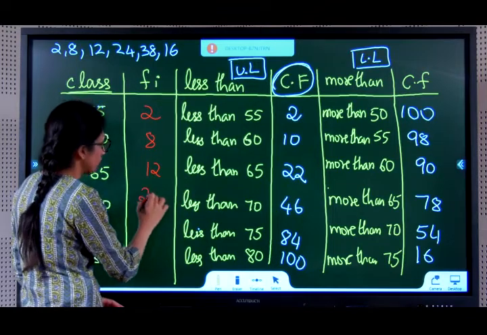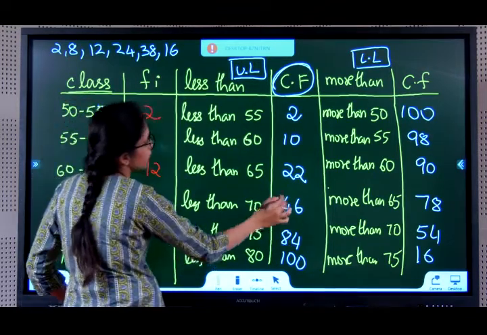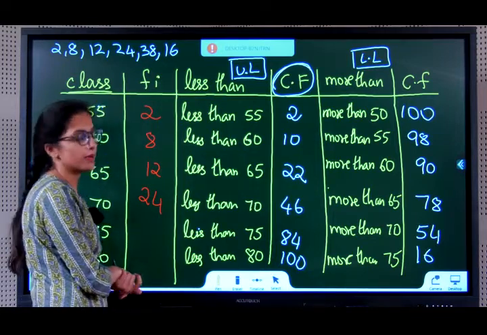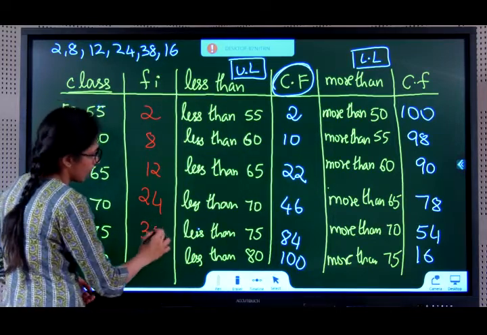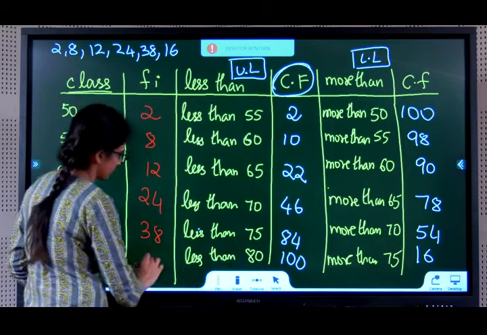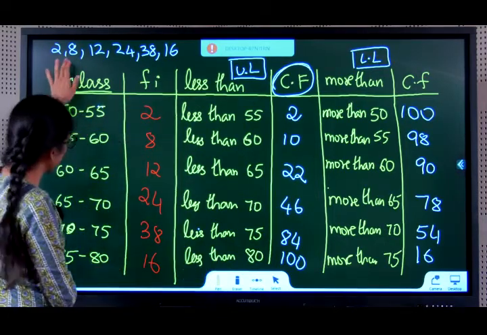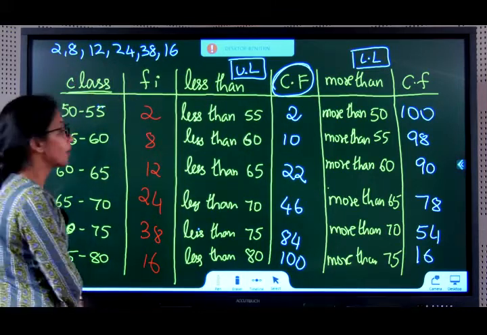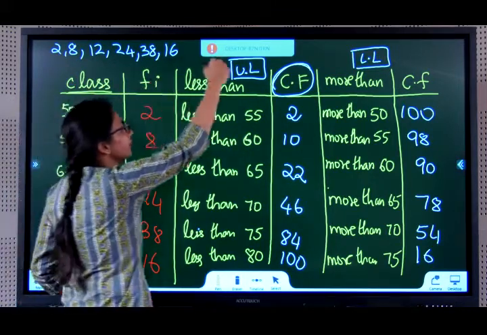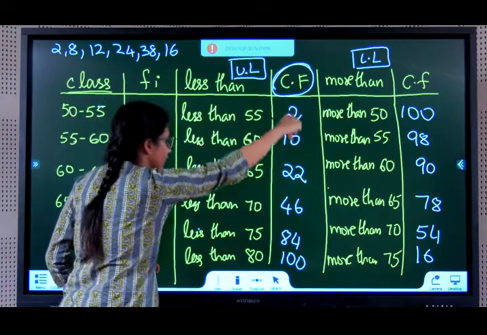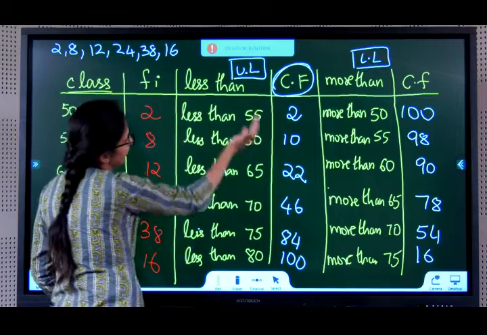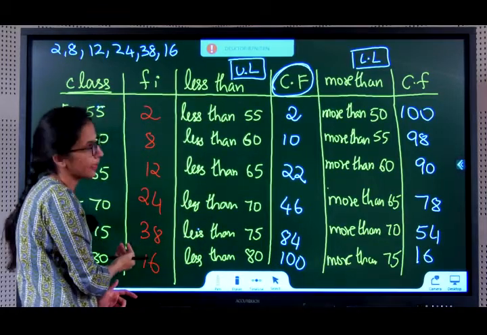26 minus 2, 24. 84 minus 46. 84 minus 40, 44. 44 minus 6, 38. 100 minus 84, 16. Verify. 2, 8, 12, 24, 38, 16. I got back the same answer. So what did we do? From frequency to cumulative frequency, I added and went from top to bottom. For cumulative frequency to frequency, I subtract and go and reach the frequency.